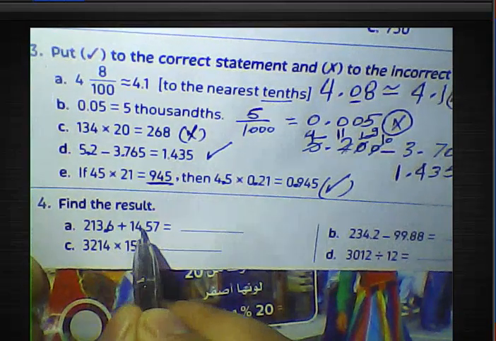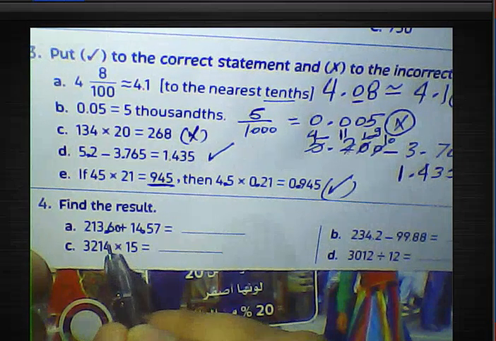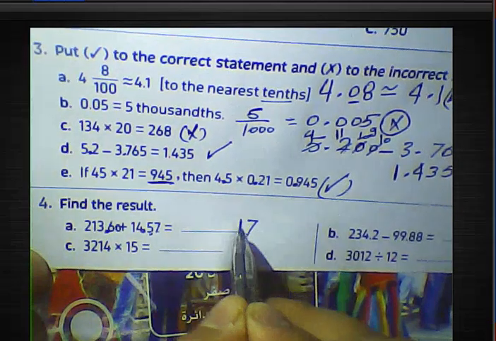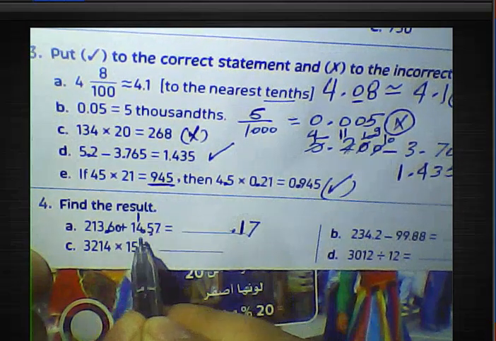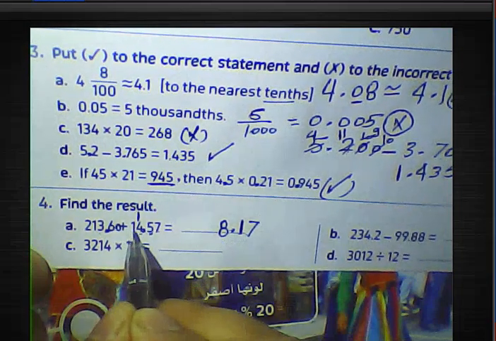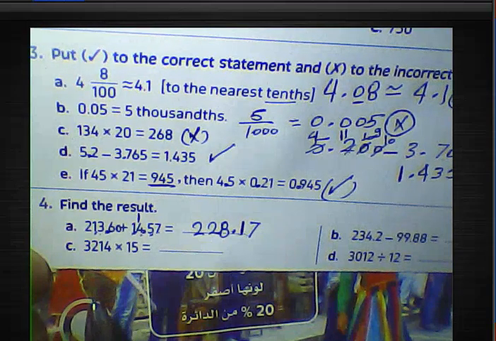213.6 plus 14.75 hundredths. We must put 0 here. 7 plus 0 equals 7. 5 plus 6 equals 11. 1 and carry 1. 1 plus 4, 5. 5 plus 3 equals 8. 1 plus 1 equals 2. And write 2 behind it.